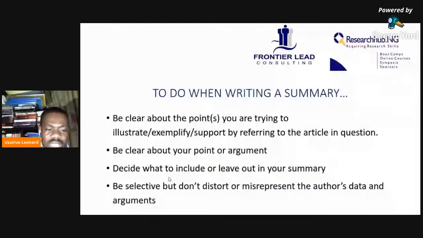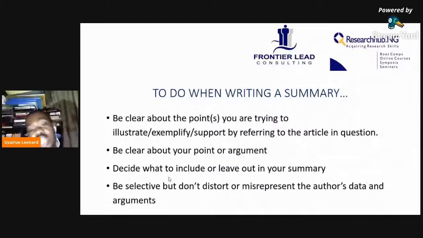Then the next one is to decide what to include or leave out in your summary. Summarizing itself is a skill, an art that must be cultivated, that must be practiced, and it comes by consistent and continuous practicing. So what you do in a summary basically is decide what you're going to include or leave out, because you cannot include everything.